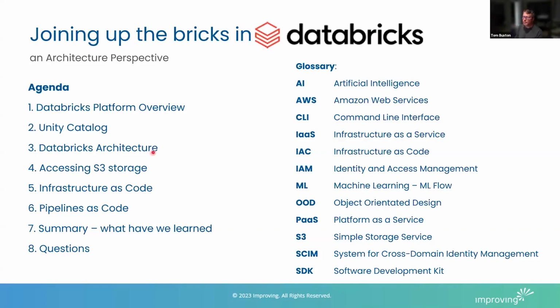Really, we're going to talk about the platform overview, a little bit about Databricks. We're going to introduce Unity Catalog at a very high level. We're going to talk about Databricks architecture, specifically in terms of AWS and how we access the underlying storage from Databricks, some of those components, how they work. We're then going to pivot and talk about infrastructure as code. We're then going to talk about pipelines as code. And once we're done with that, we'll do a brief summary of what we've learned, and then we'll move on to any questions.